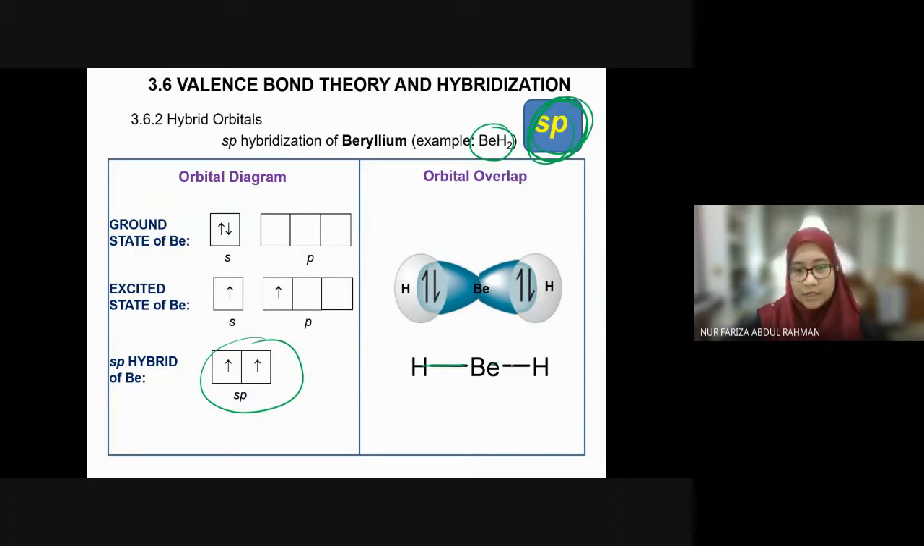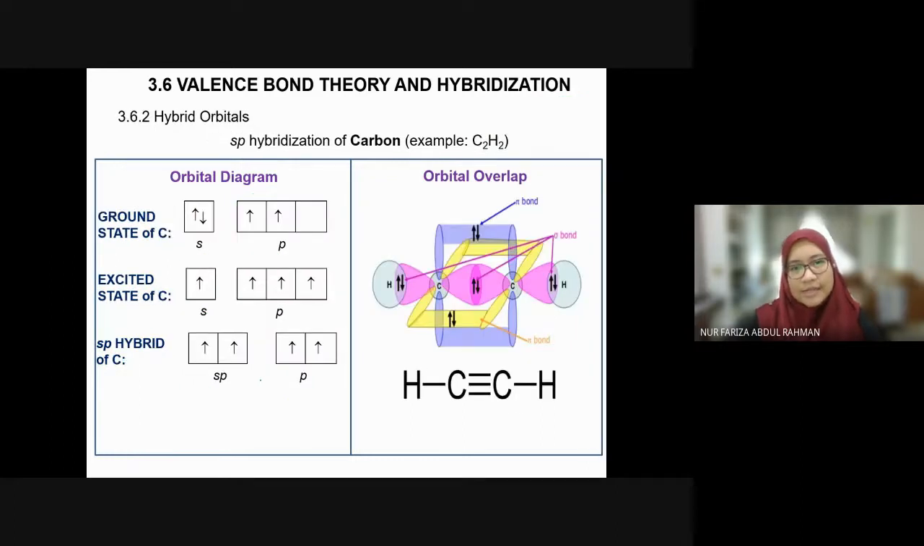Okay, so we have two unpaired electrons in the hybrid orbital. Okay, so this is the ground state. Dia kena promote masuk dekat p orbital and becoming this, and then dia akan hybrid, combine. Okay. Alright, and then we have SP, but having pi bonds. SP having pi bond. Okay, alright.